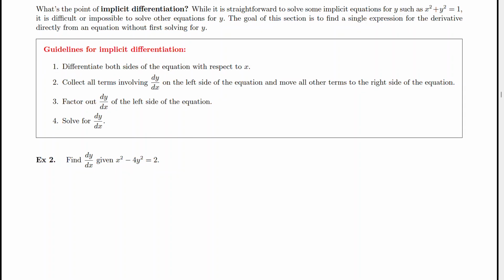So in my example, number 2, I am given x squared minus 4y squared equals 2. And notice what they want from me. They want dy over dx. So they want the derivative of the letter y with respect to x.